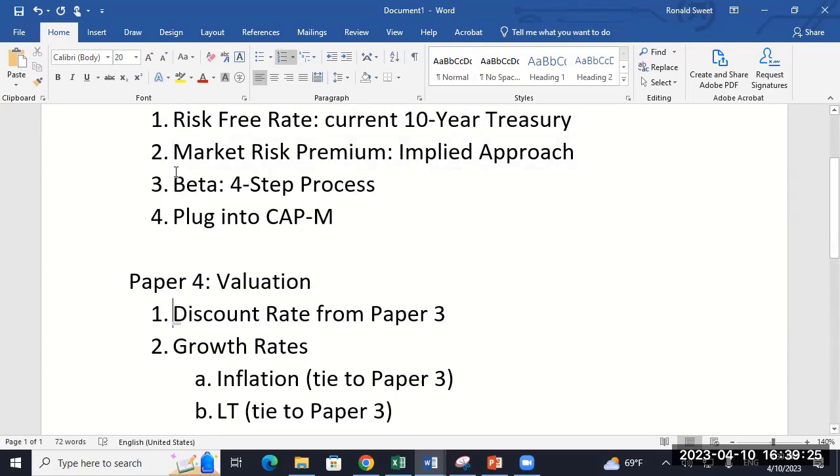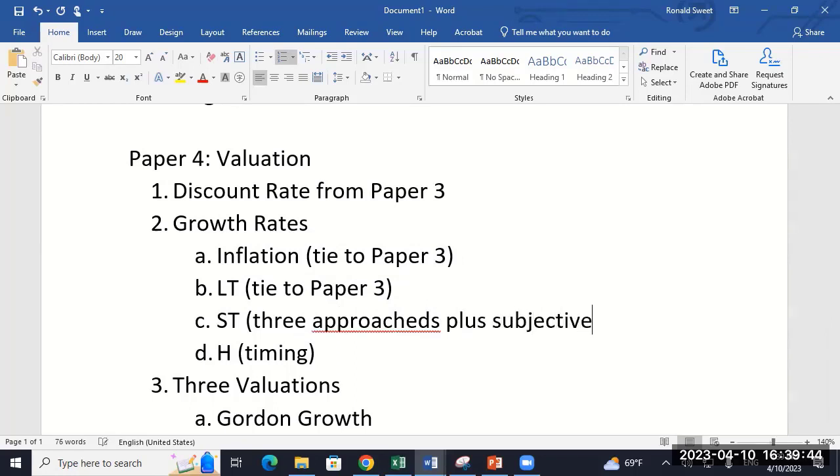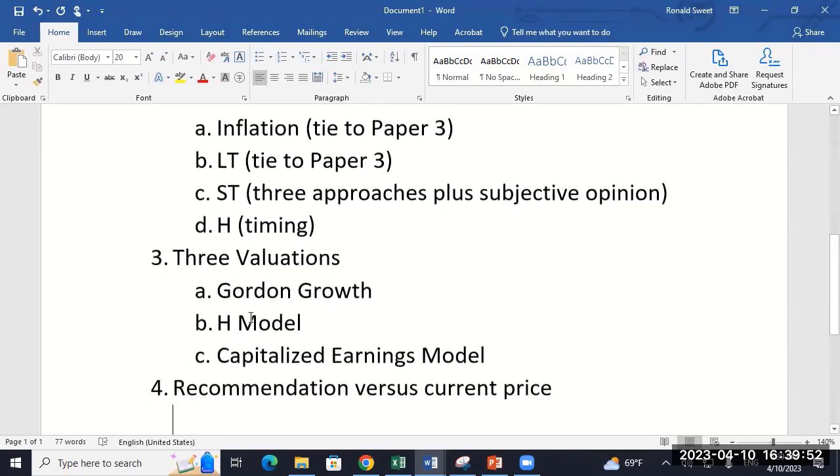As far as paper 4, we've talked through everything. I'm just going to do it again specific to a company so you can see, because remember on the short term, I gave you 3 approaches plus subjective opinion. So I've already given you some approaches there. And we worked through these models.